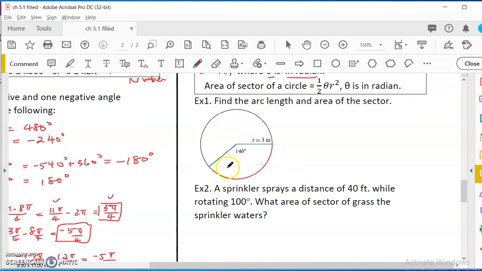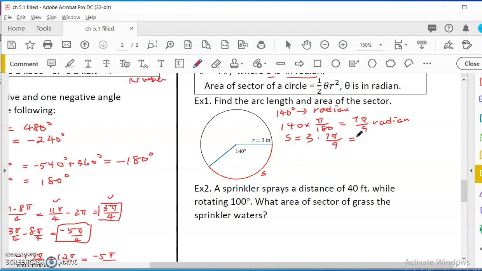But we see that the central angle of this circle is 140. It's not in radians. So whenever you see something that is not measured in radians, you have to change it into radians by multiplying by pi over 180. So that would equal, if I divide by 20, 7 pi over 9 radians. Now I'm ready to use the two formulas. The arc length S would equal r, which is 3 inches, 3 times 7 pi over 9.